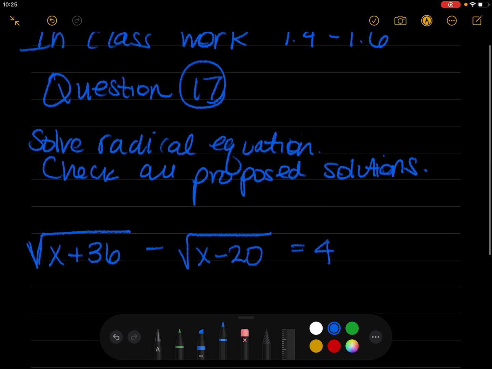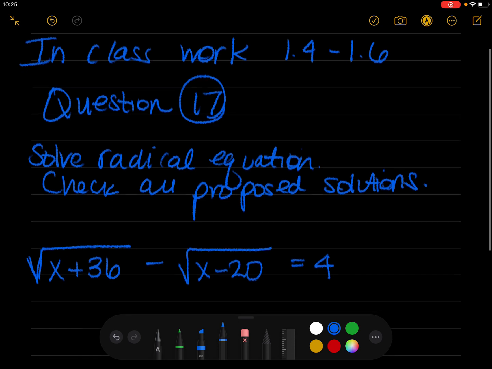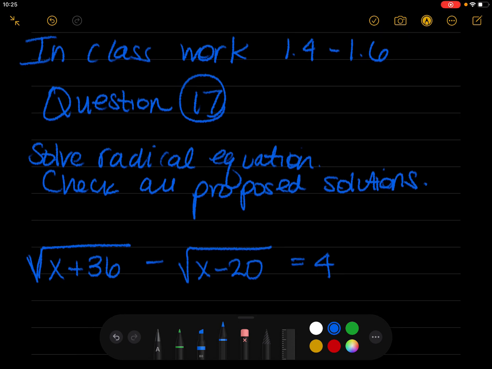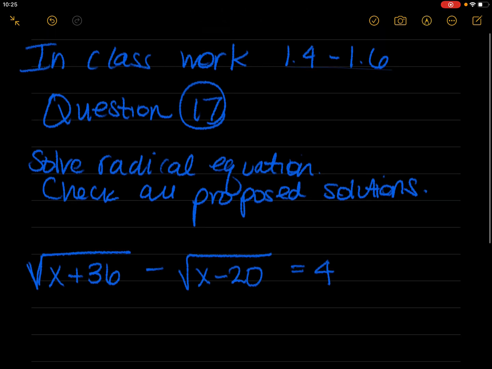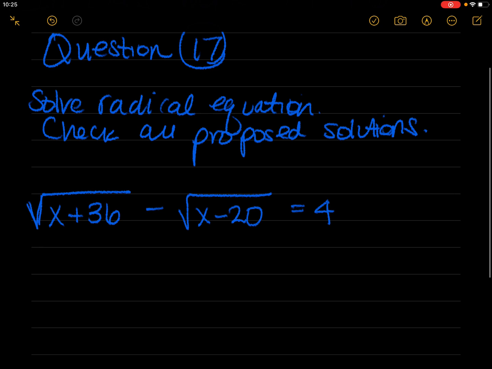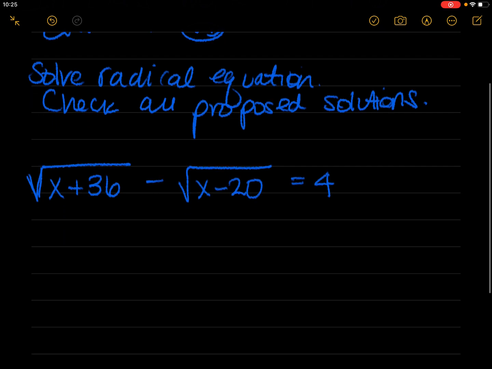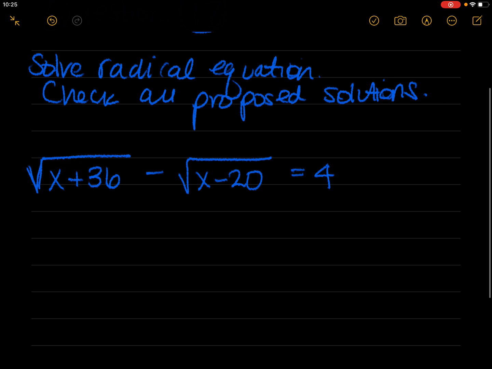We are looking at question 17 from the in-class work in sections 1.4 through 1.6. Question 17 asks us to solve the radical equation and to then check all proposed solutions. In order to solve a radical equation, we want to isolate one of the radicals, and the process is going to be to raise both sides to a power that is the same as the index on the radical. And then we want to simplify.